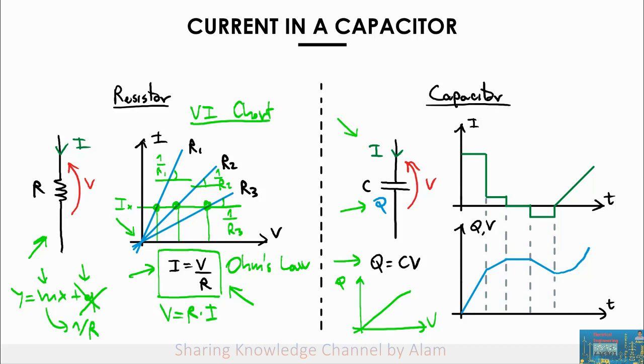Similarly, as we've seen before, different values of capacitance will give you a line with a different slope. And in this case, the higher the capacitance, the higher the slope, because for the same voltage, if the capacitance is higher, that means you have stored a larger amount of charge.